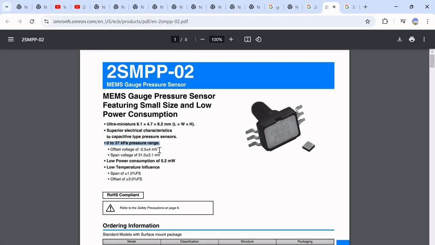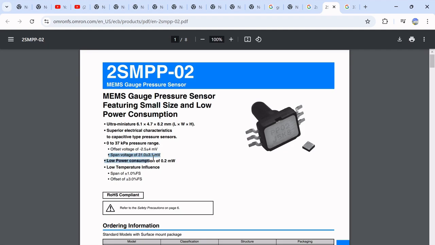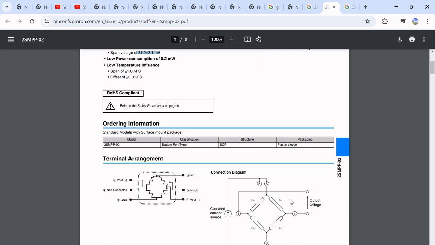Now, other important aspects that we need to understand is the offset voltage. Offset voltage means what voltage it gives when it is idle. So it gives 2.5 volts across these pins. And the span voltage means when this 37 kilopascal pressure is applied, roughly 280 mm Hg, then it will produce approximately 34 millivolts. That is the difference we are going to get at the output terminals.